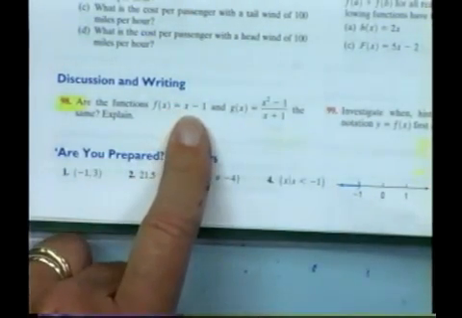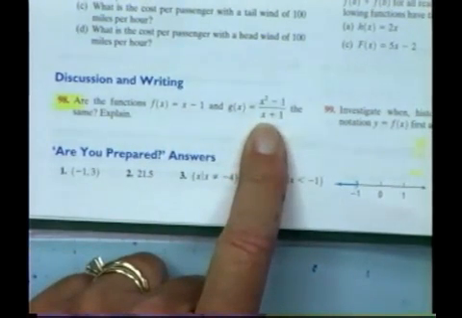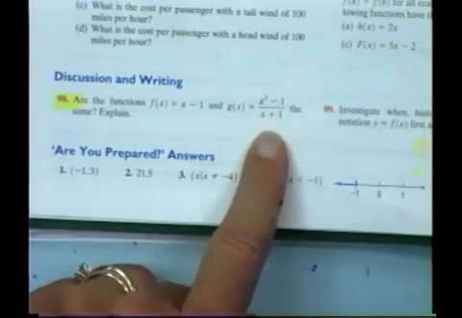f of x equals x minus 1 is a straight line defined for all values of x. g of x, does anyone guess what that graph looks like? Because it does simplify down to x minus 1, but what happens? x can't be negative 1. So what's the graph of this thing going to look like?